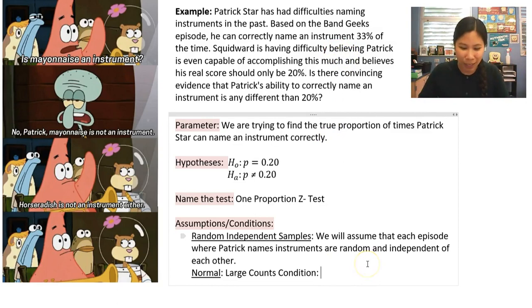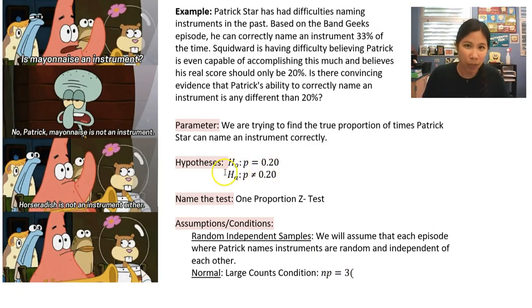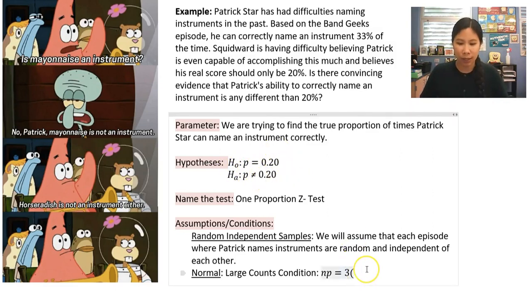So when we do n times p, we get 3 times p for us. So here we are dealing with the proportion from our hypotheses. So this is the p for our population proportion, 20%. So keep that in mind. So when we multiply that, we get 0.6. This is obviously not greater than 10. And then when we do n times 1 minus p, we get 3 times 0.8. It's going to be a bigger number here, but still not bigger than 10.